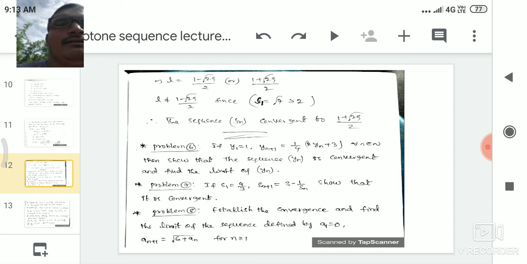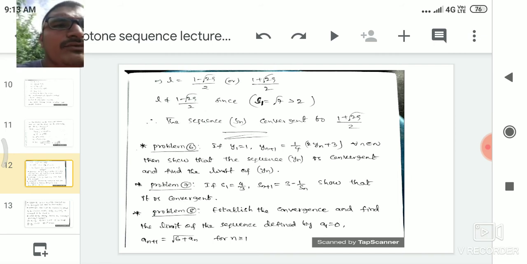Okay. Next, problem 6. If y1 is equal to 1, y(n+1) is equal to 1 by 4 of 2 into yn plus 3 for all n belongs to N, then show that the sequence yn is convergent and also find the limit of yn. Here you can do this problem in the same way as the previous problem.